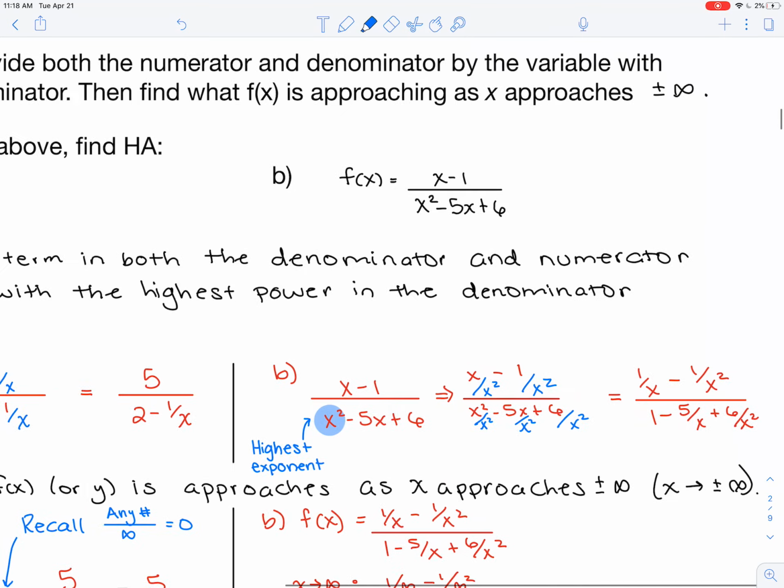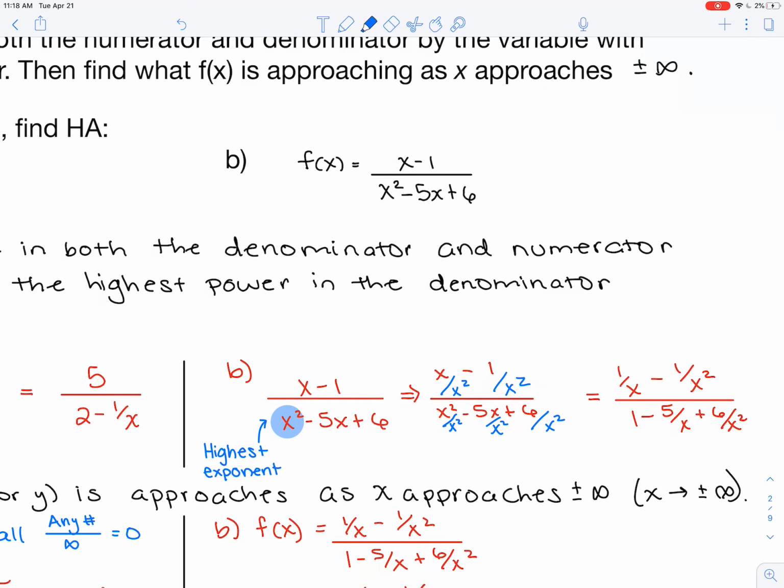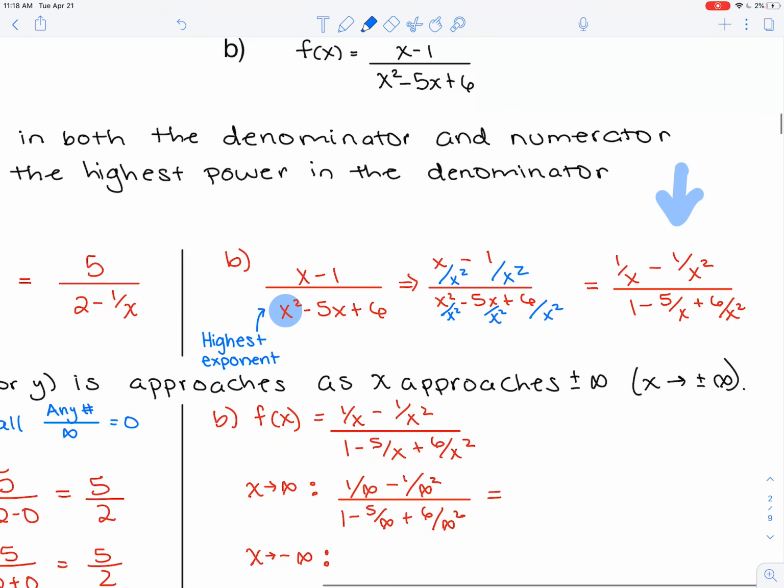Okay, for example B, notice that our highest exponent is x squared, and that's why I divided everything by x squared and then simplified here. Okay, so now we're ready to plug in our infinity. So if I plug in infinity for x, notice that 1 over infinity is 0, 1 over infinity squared is 0, and then in the bottom 5 over infinity is 0, and 6 over infinity squared is 0.